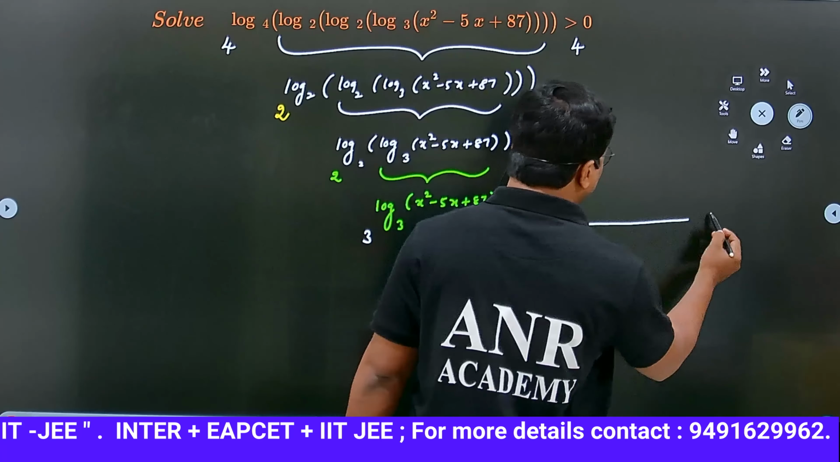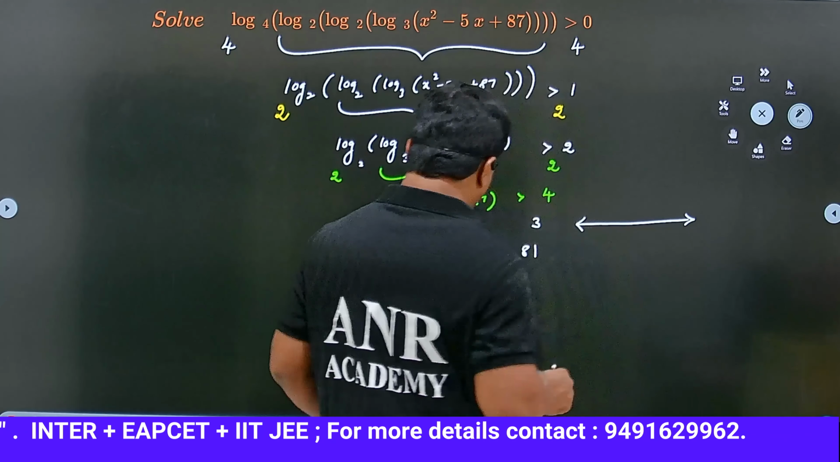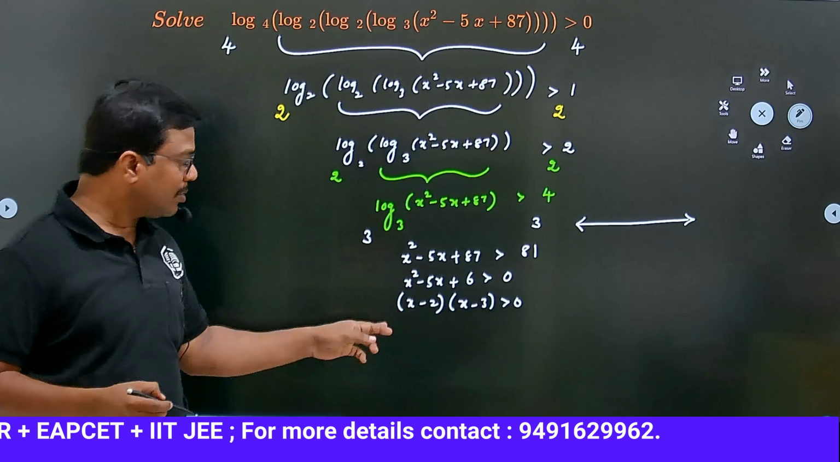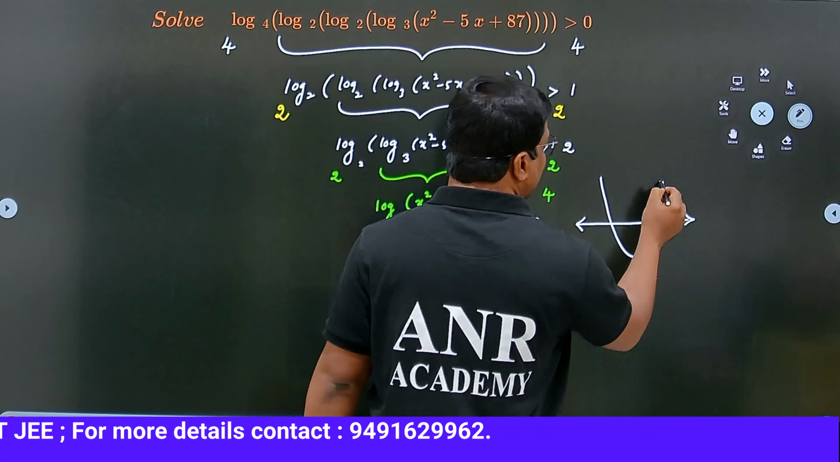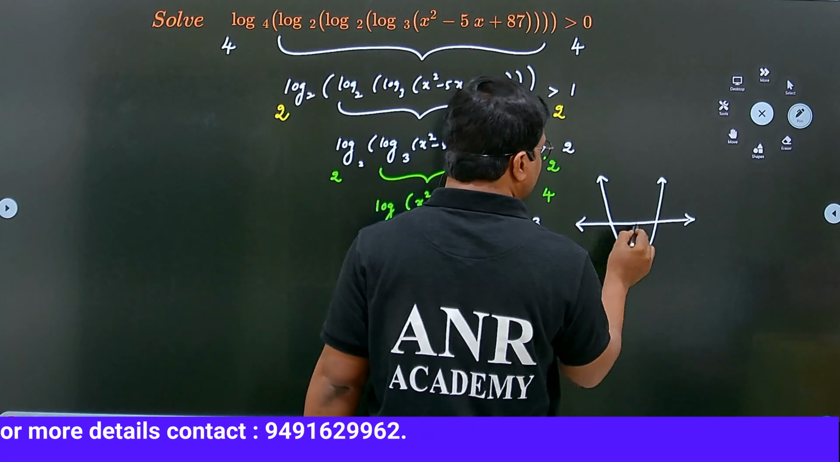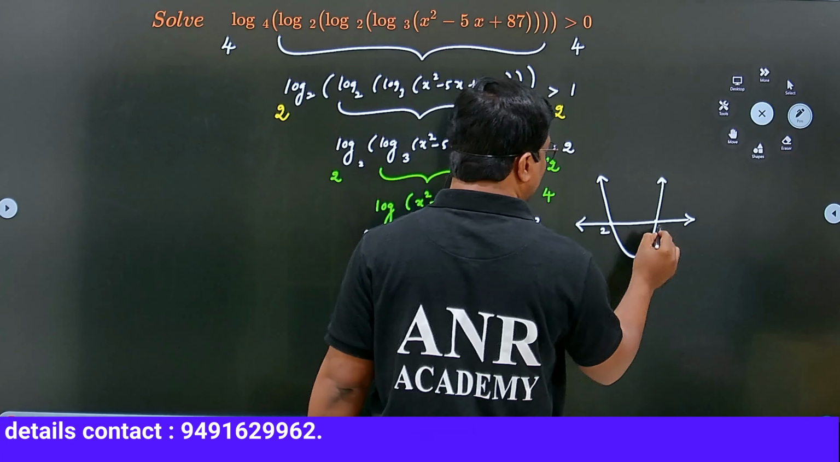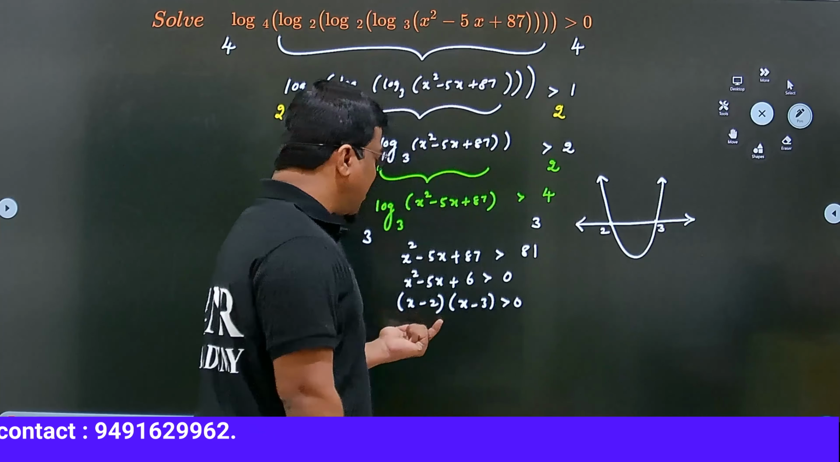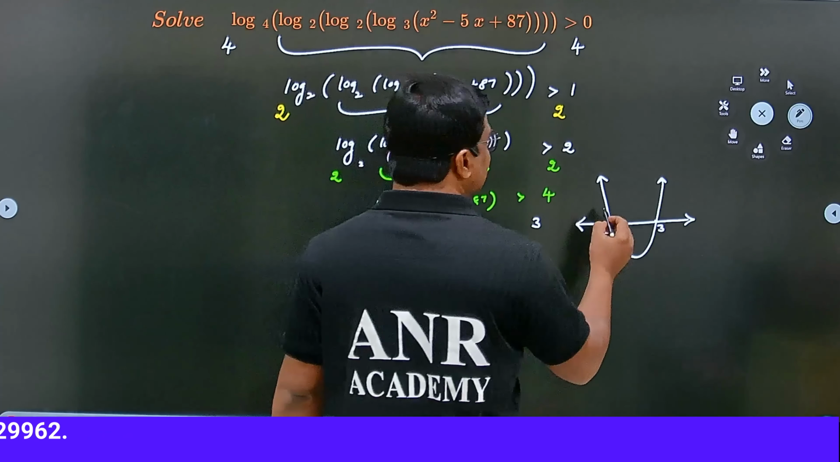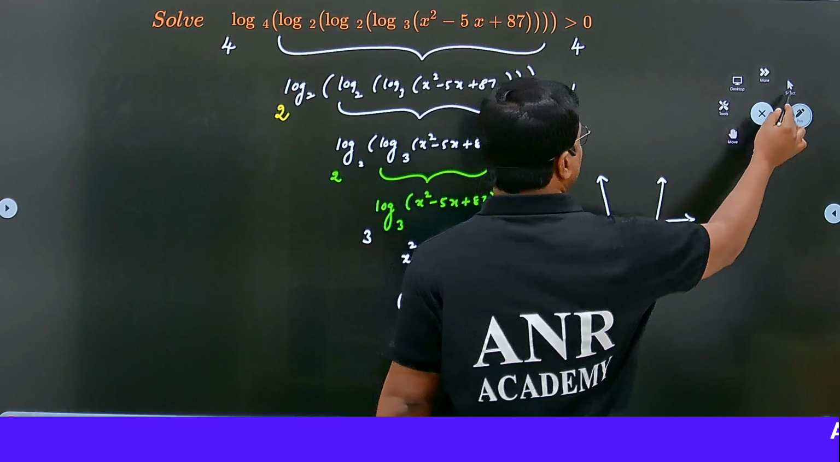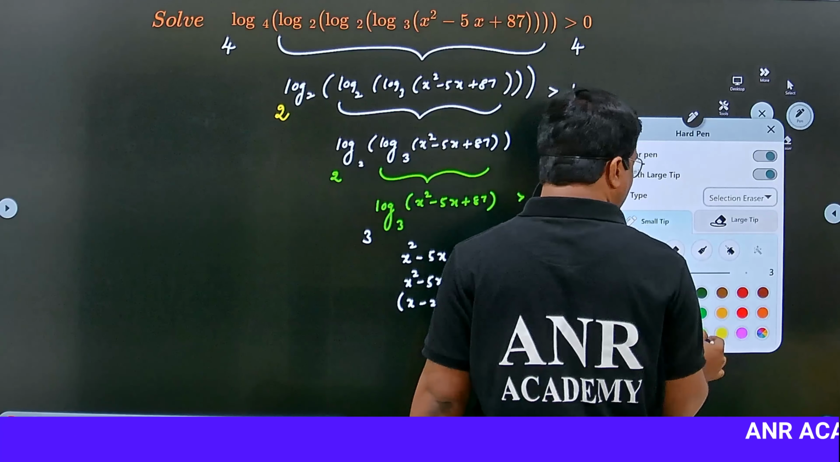x minus 2 into x minus 3 indicates a parabola passing through x equal to 2, x equal to 3. This is the parabola. A second degree equation indicates a parabola passing through 2 and 3 due to the factors x minus 2 and x minus 3, and parabola more than 0 is nothing but the graph should be entirely above the x axis.